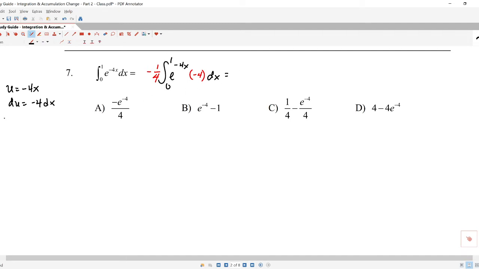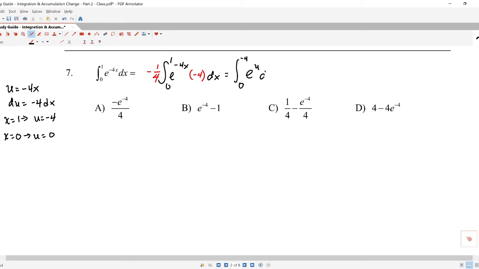Let's figure out what our bounds would be. So if x is 1, u is going to be negative 4. And if x is 0, u is going to be 0. So again, be careful to put those bounds in the same order. The reason I do it this way is I always do the top one and the bottom one first, so that way these stay in the same exact order, 0 to negative 4. Now we can and we will switch them, but don't just switch them.